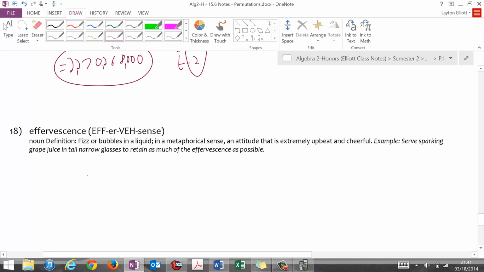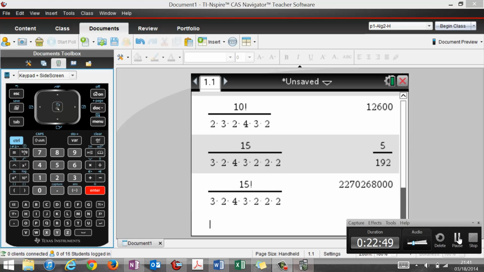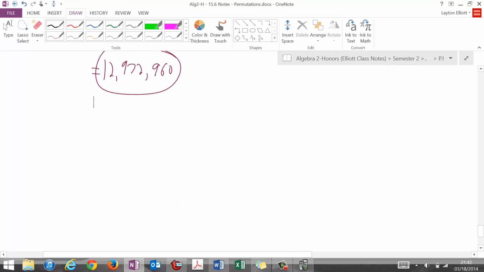Effervescence, another word. Fizz, I know that word. Well, we can take this and break it up into 3. This is kind of how I count sometimes. So I count 13 letters, 13 factorial. Then let's check the number of E's. We actually have more E's here: 1, 2, 3, 4, 5 E's, if I counted right. F's, we have 2. R's, 1. V's, 1. S's, 1. But C's, we have 2. And so this is going to be 13 factorial over 5 factorial, 2 factorial, 2 factorial. And that will be equal to, dramatic pause, 12,972,960 possibilities. That's it.